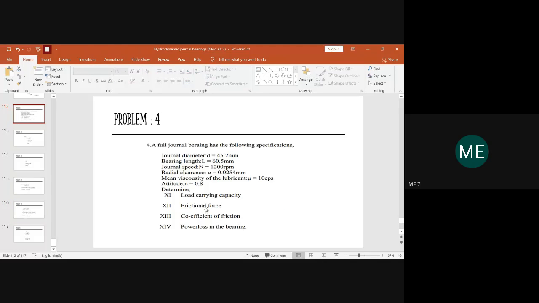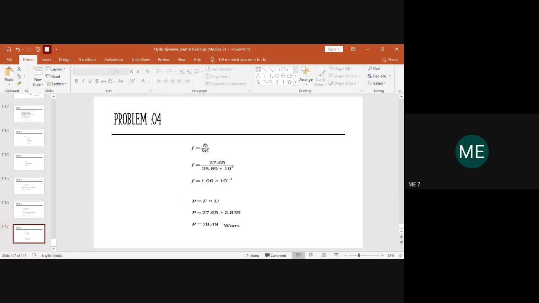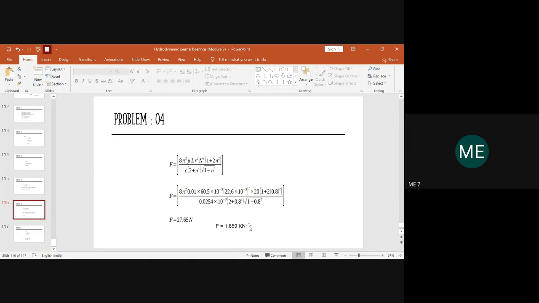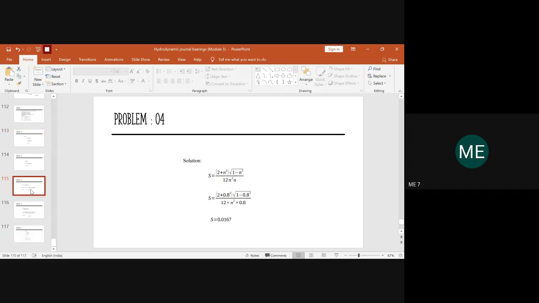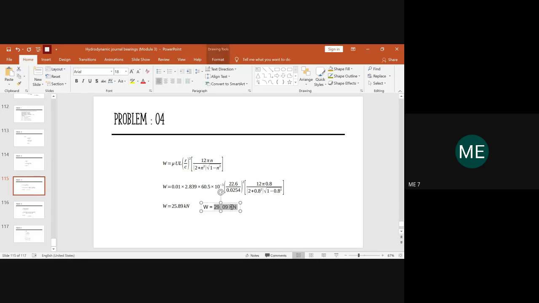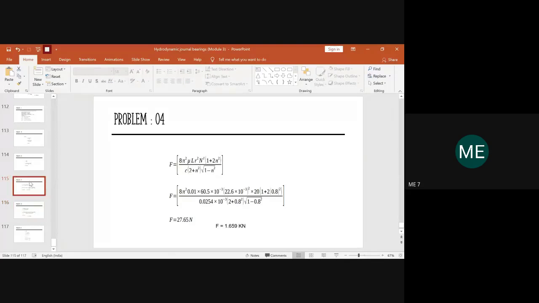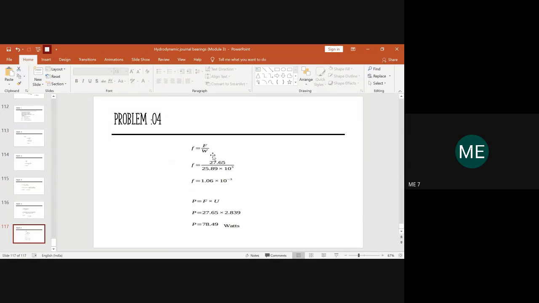So once the frictional force is done, you people have to determine the coefficient of friction. Coefficient of friction is again given by F upon W. You know the value of F, we calculated now, it is 1.659 kilonewton, and the load bearing capacity value W we calculated is equal to 29.09. So substitute both the values and calculate the coefficient of friction value, and please let me know.